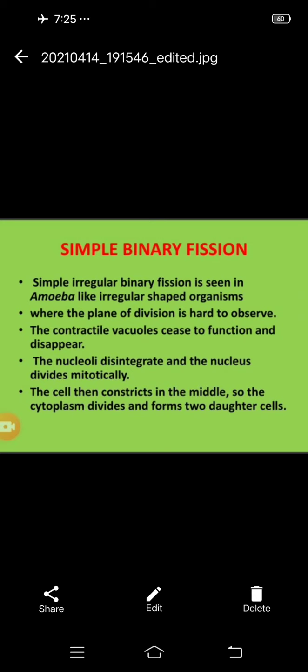Simple binary fission, it was seen in amoeba. So those animals which have an irregular shaped body carry out this simple binary fission. So here the plane of division is very hard to observe, because of the irregular shaped body.